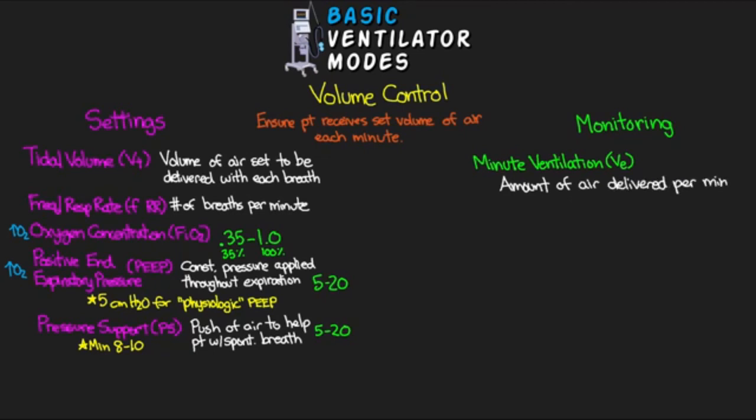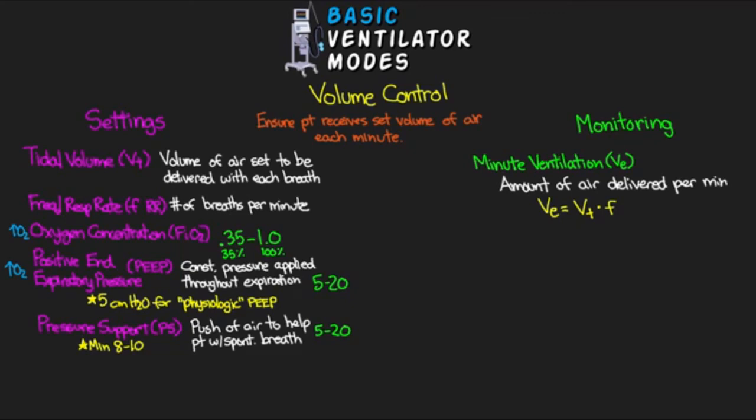So it's important to know how we get this number, and really in a perfect world, our minute ventilation would be our tidal volume times our frequency. If you just think about that for a minute, if we take the volume of air that we're delivering with each breath and multiply that by how many breaths we're giving per minute, this should tell us the volume of air that we deliver to our patient over the course of a minute.